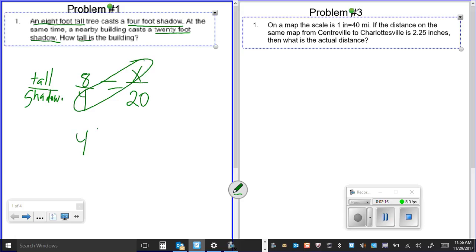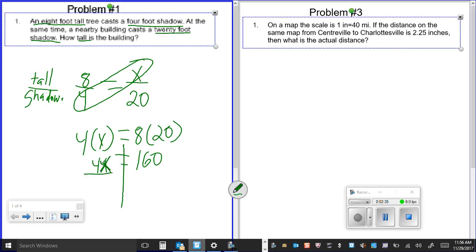Then we're going to use our cross multiplication. You get 4 times x is equal to 8 times 20. And 8 times 20 is 160, and 4 times x is 4x. Then you're going to divide each side by 4, and you see that x is equal to 40.